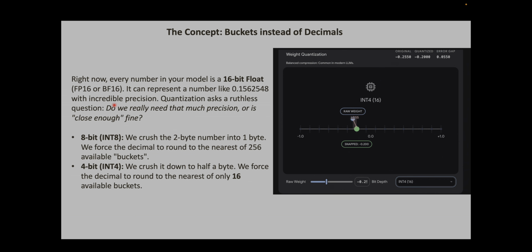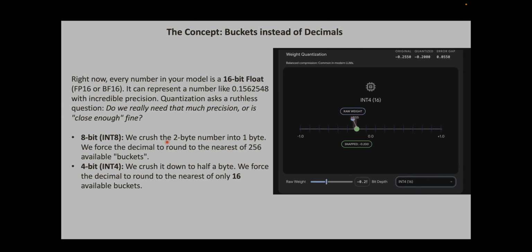Quantization asks a ruthless question: do we really need that much precision, or is close enough fine? Do you actually need all these digits? Can't you just say 0.15, or 0.1562? Do we need these last 3 digits? How much impact will it have if we remove these additional decimals? Basically, that's the question: do we really need that much precision, or is close enough fine?